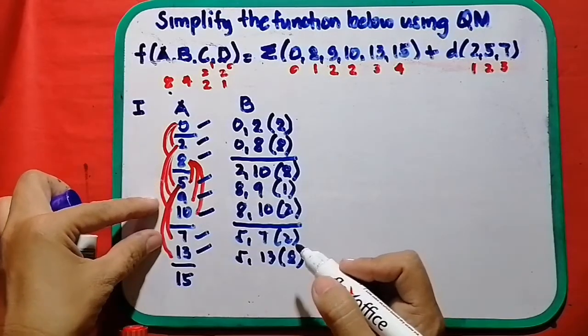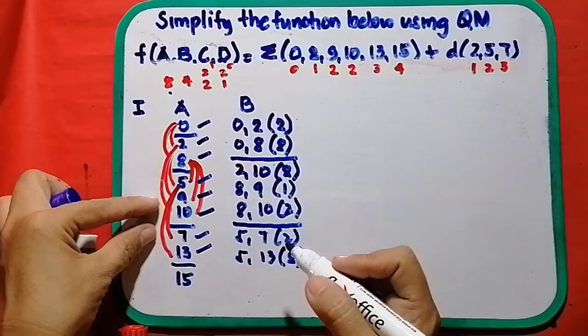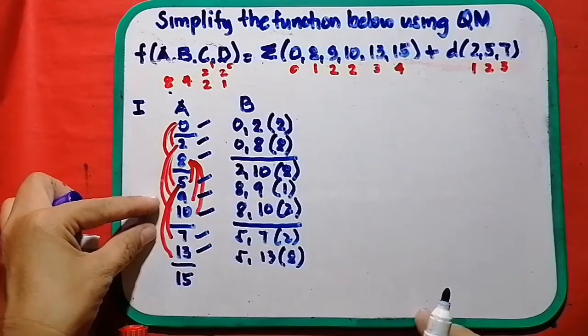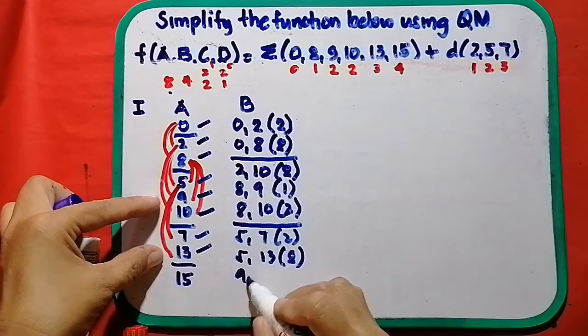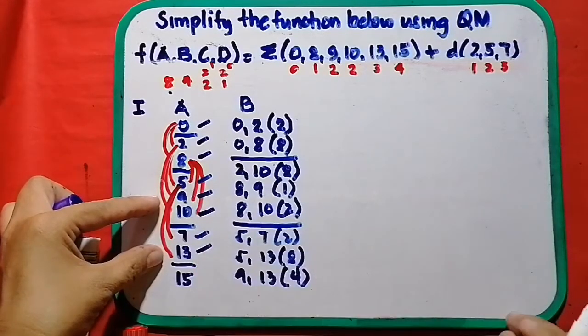Okay? Next, 9, 7, the difference cannot be in powers of 2, since 9 is greater than 7. Okay, it should be lower. The difference should be negative. Then 9, 13 is 4. So you put a tick mark.